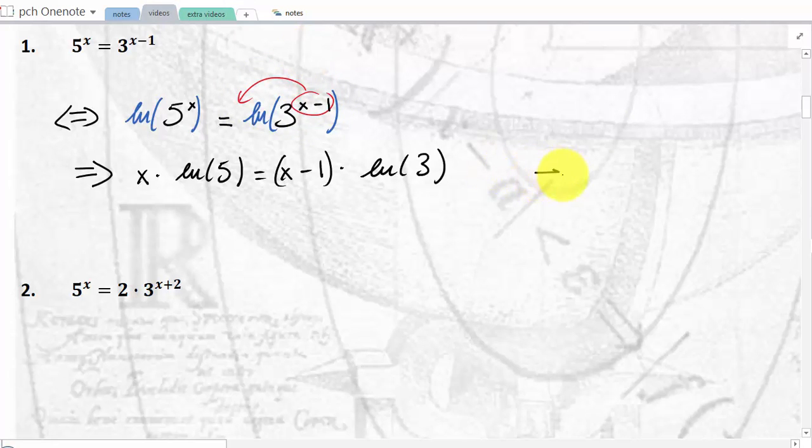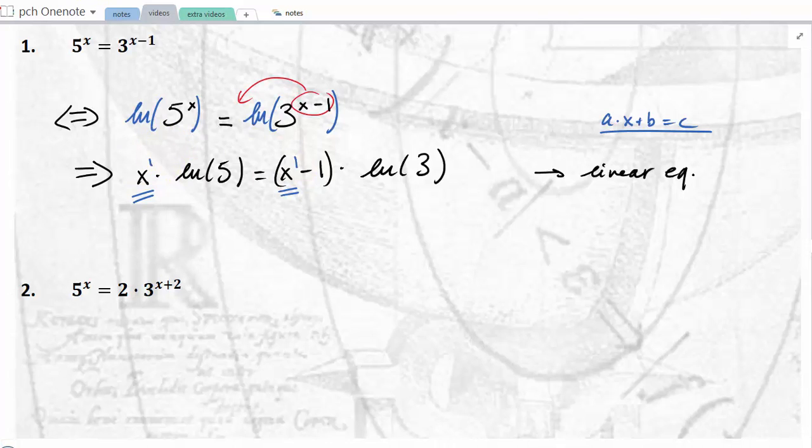Now this is just a linear equation. You all know what a linear equation is, right? a times x plus b equals c. That's it. There's only the variable x to the first power, therefore it's a linear equation. I'm saying this, but students have a difficult time solving these kinds of equations. It's not difficult. x times ln 5 equals x times ln 3 minus ln 3.